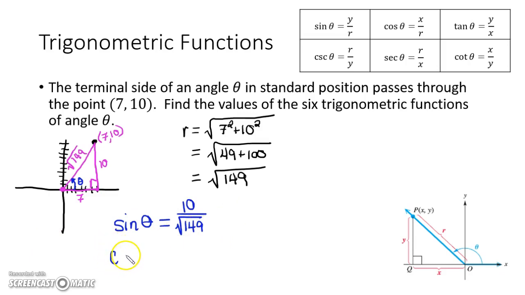Okay, let's go ahead and just do cosecant because they're opposites of one another, right? So it should be easy. We just flip the fraction. Square root of 149 over 10. Don't even have to rationalize the denominator there. It's already done for us.